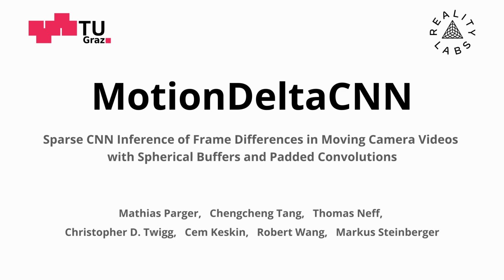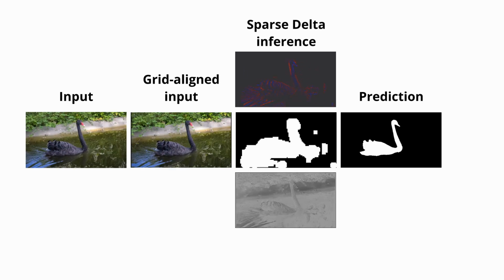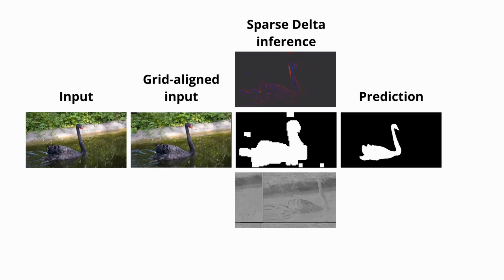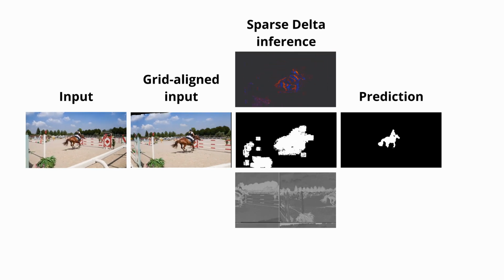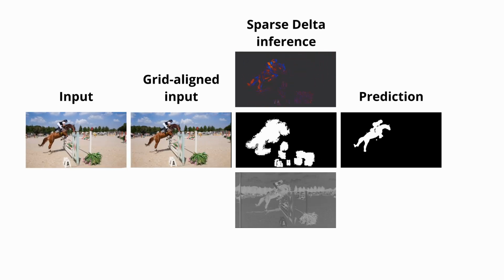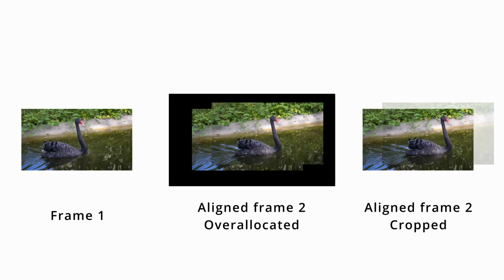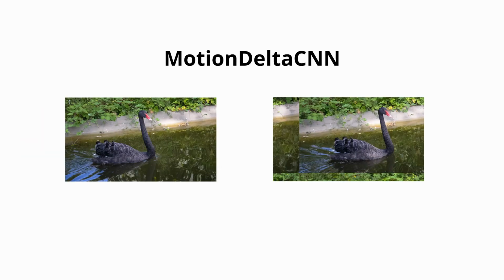We propose MotionDeltaCNN, the first sparse CNN inference framework for moving camera input. By aligning all frames with the first frame of a sequence, we are able to reuse previous results for coherent regions in the image. Naively aligning frames from different perspectives with previous frames either requires over-allocation or crops. MotionDeltaCNN solves this issue while allowing for infinite camera motion.